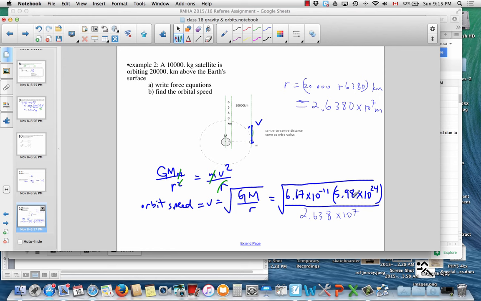So when we put that in there, and don't forget to take the square root, when you work this out, you find that the orbit speed is 3890 meters per second. It's about 3 kilometers per second when you're 20,000 kilometers above the surface of the Earth.